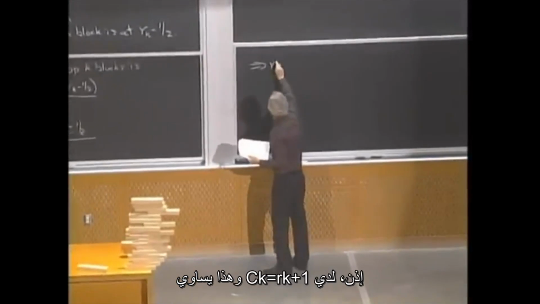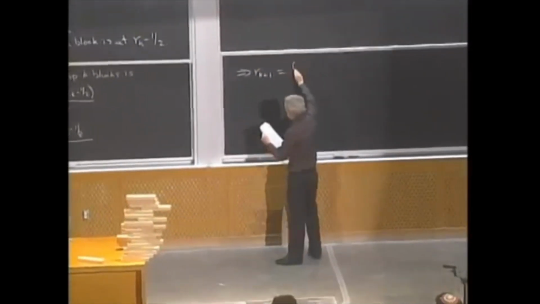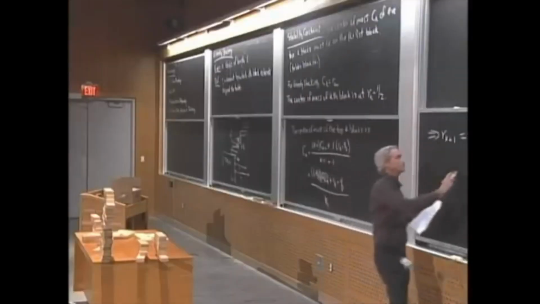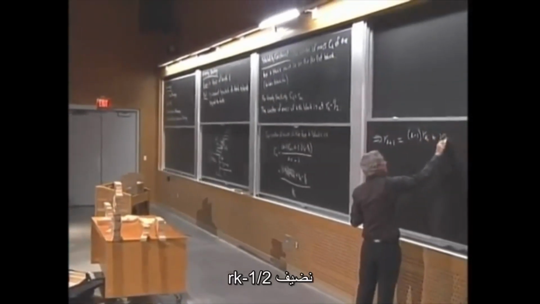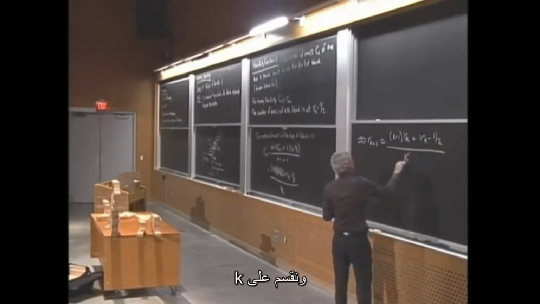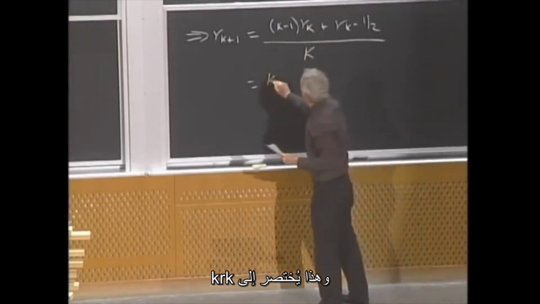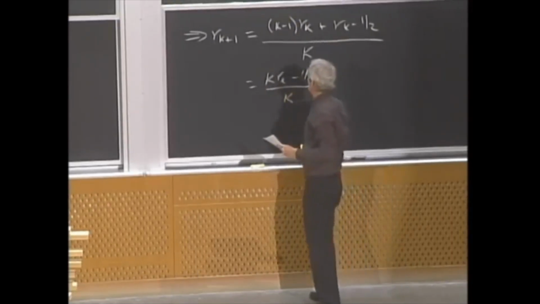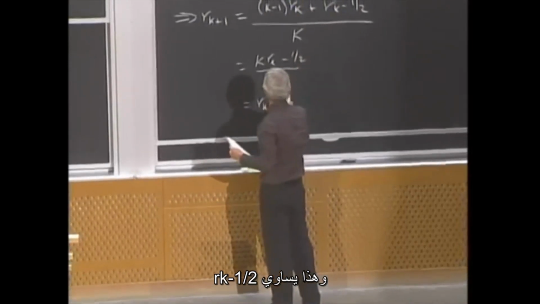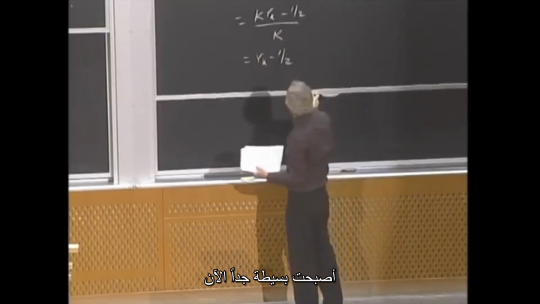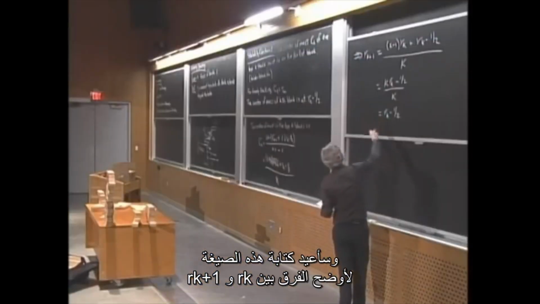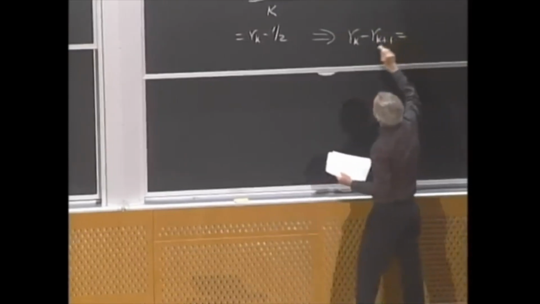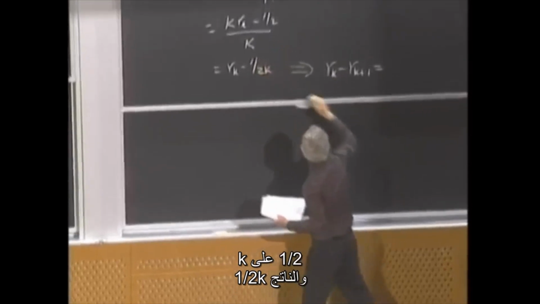So I got Ck as Rk plus 1 equals k minus 1. Well, Ck minus 1 is just Rk, plus Rk minus a half, over k. And this simplifies to k Rk minus Rk plus Rk, they cancel, minus a half over k. This equals Rk minus a half over k. So getting very simple now. And I'm just going to rewrite this to look at the difference between Rk and Rk plus 1. So Rk minus Rk plus 1, oops, I made a mistake. That's 1 over 2k. Half over k is 1 over 2k.